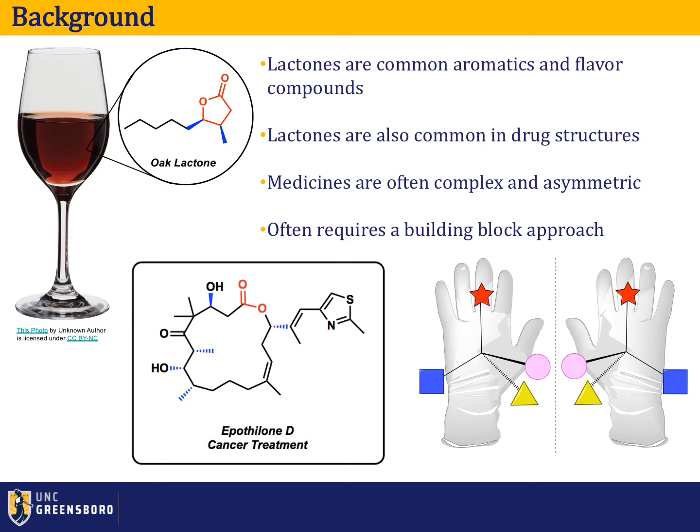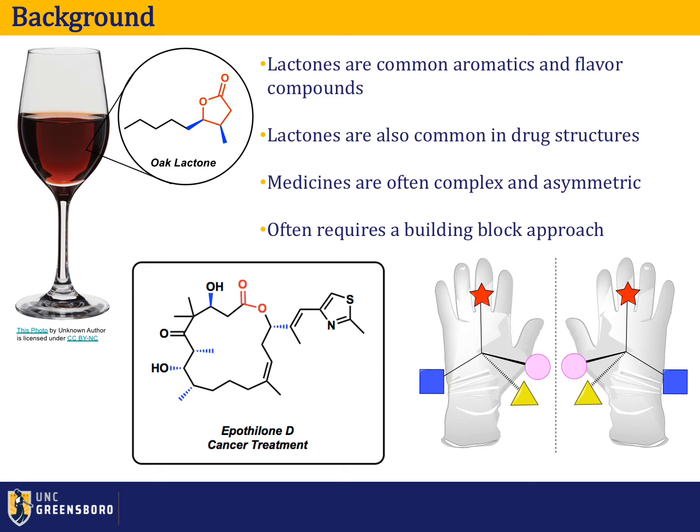Lactones are also of great biological interest. Pictured on this slide is opothilone D, a drug being used to treat cancer. Lactone structures are also found in antibiotics and pneumonia treatments. Medicine, like opothilone D, can have large complex structures, making it difficult to synthesize them. Chemists often adopt a building block approach. They build smaller molecules and then piece them together.